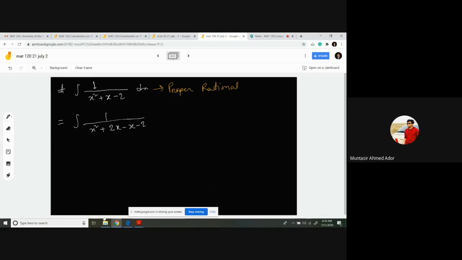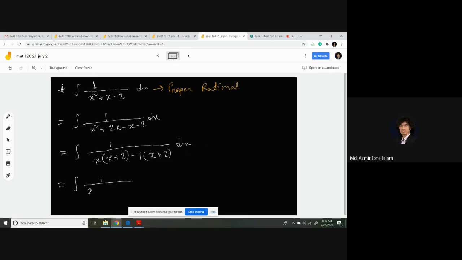Yes, sir. Just middle terming it. So integration of 1 over x plus 2 times x negative 1. Is that okay? Yes, sir. So okay, here we are getting 1 over (x plus 2)(x negative 1) dx.